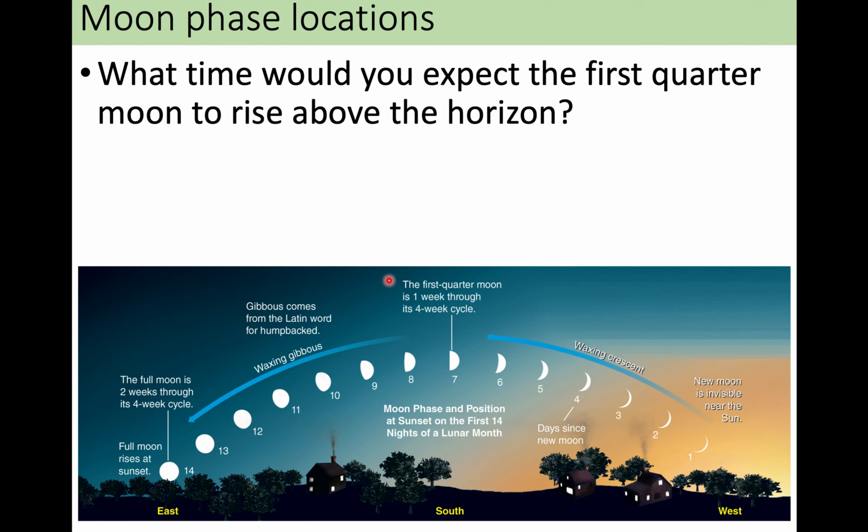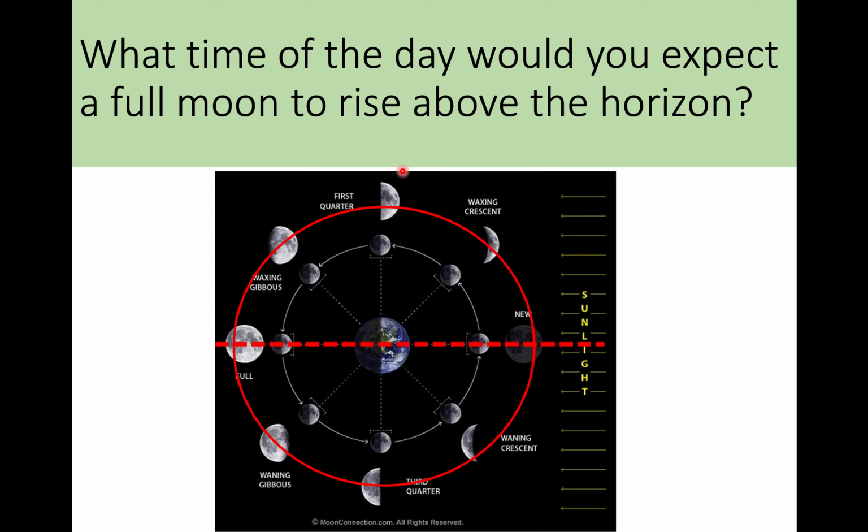So what time would you expect the first quarter moon to rise above the horizon? So let's go back to this one. What time would we expect the first quarter moon to rise above the horizon? So if we think of this as a 24-hour clock, we know that the full moon and the sun would be opposites. So they're 12 hours offset from each other in terms of sunrise. So when the sun rises, 12 hours later, the full moon will rise. At that time, the sun will also be setting.